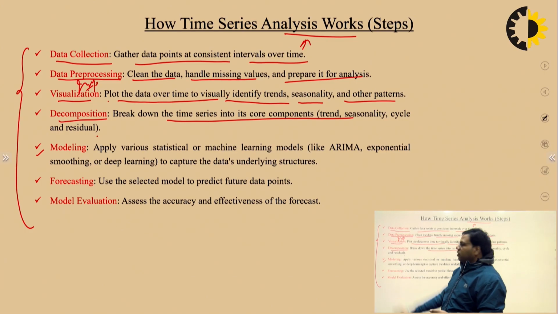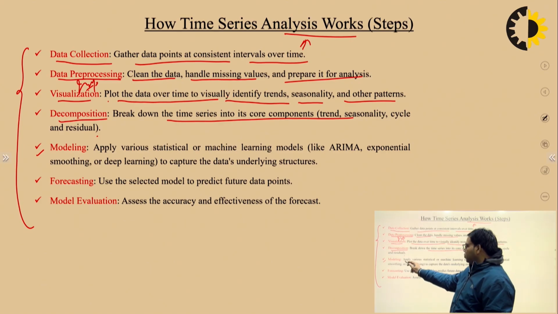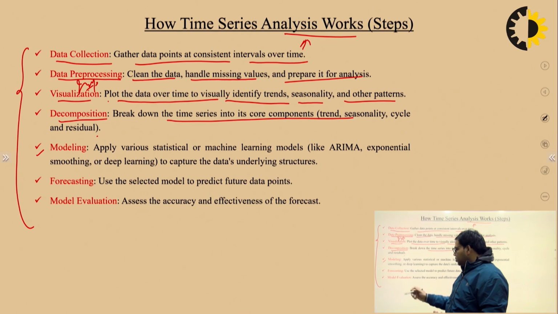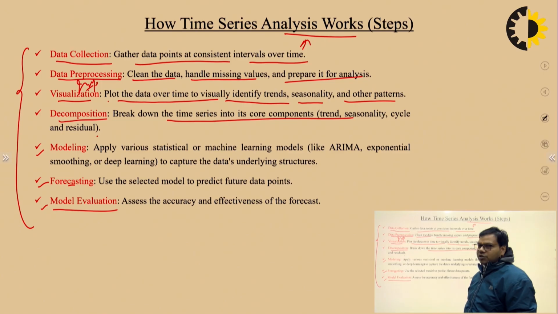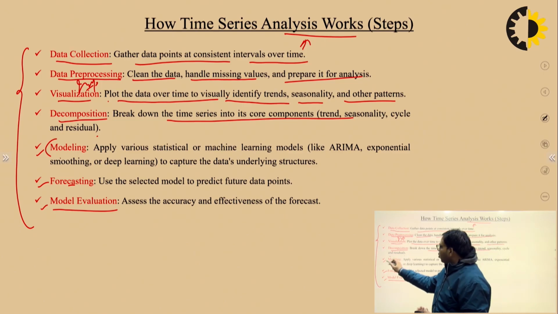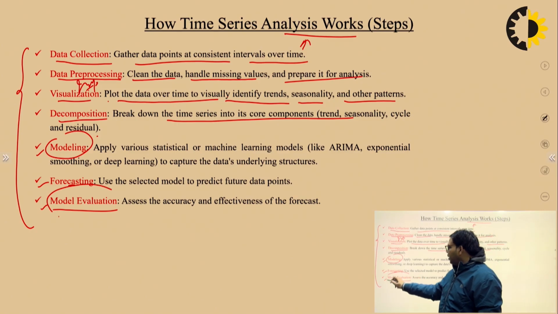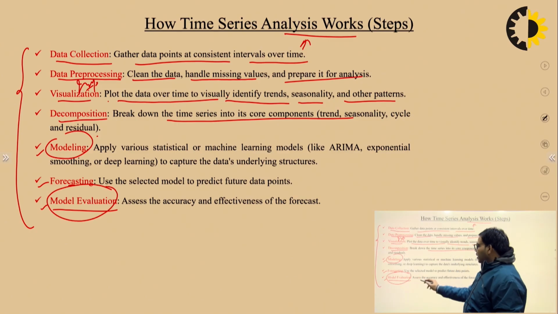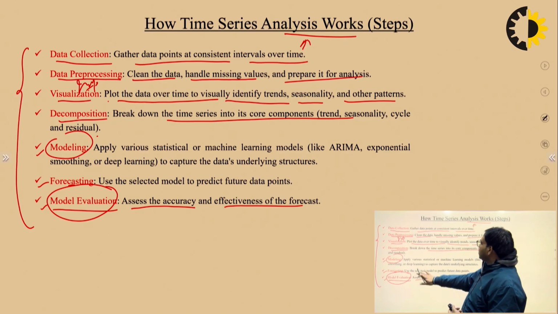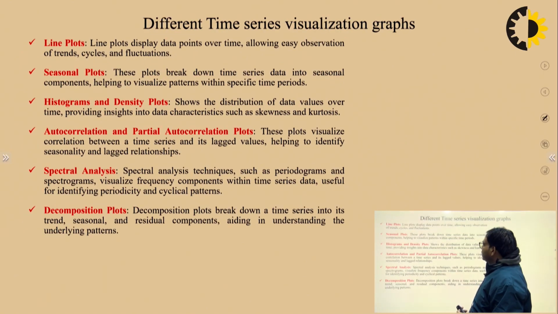Then final modeling. For the modeling, we have various techniques. Through applying these techniques, we can make a model on which we can perform future forecasting or predictions. Then finally forecasting on that, and the last one is model evaluation: how efficiently and how correctly this model is predicting and performing, so we can assess the accuracy and effectiveness of my forecast. So these are the steps for making the analysis.